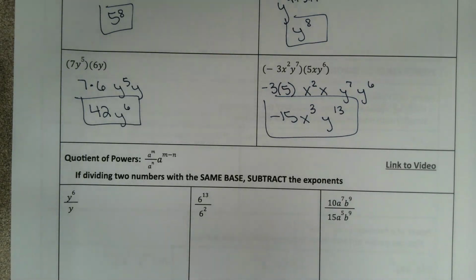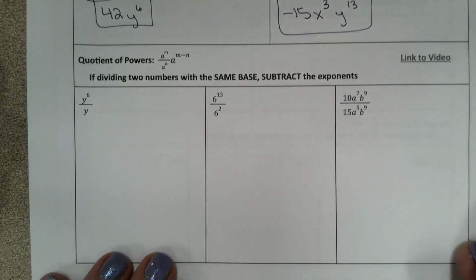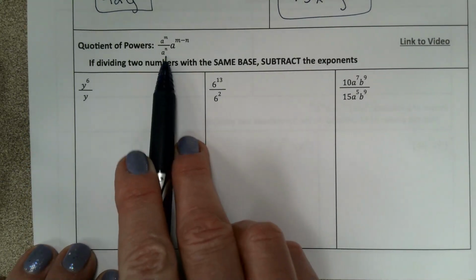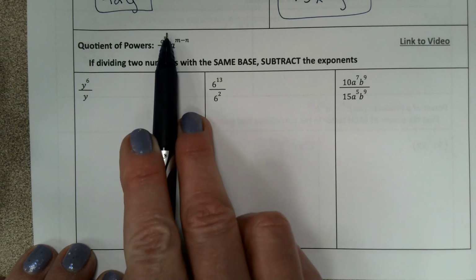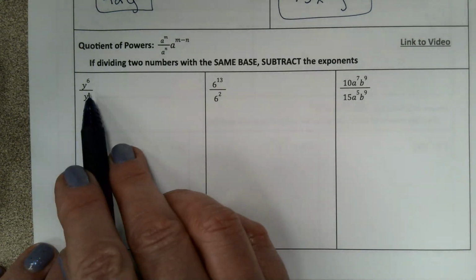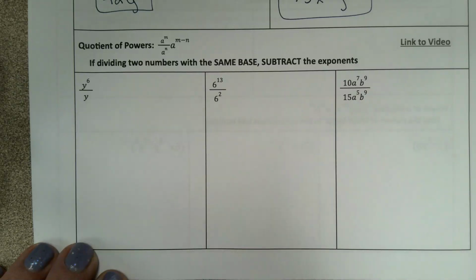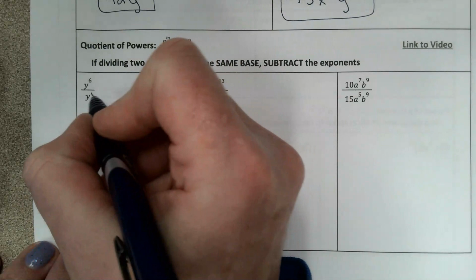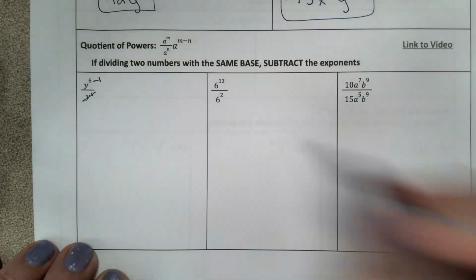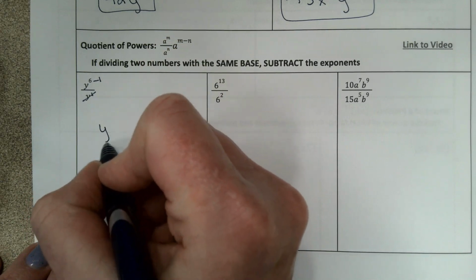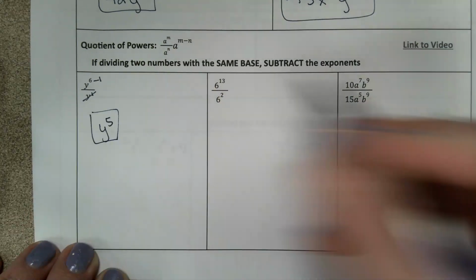When you have the quotient, quotient means that you have a division problem. So the quotient of powers says that when you divide, you subtract, and today we're going to go top minus bottom. So I have y to the 6th divided by y. There's an invisible 1 there. When you subtract, sometimes I just cross it out. 6 minus 1 equals 5. That is y to the 5th.